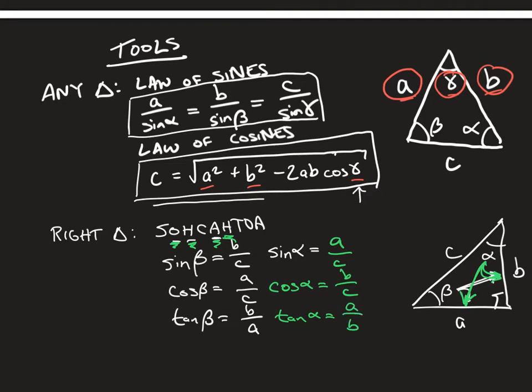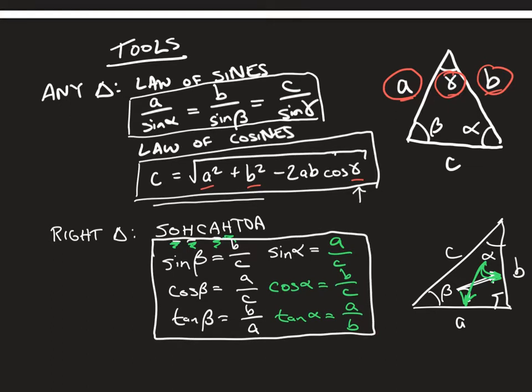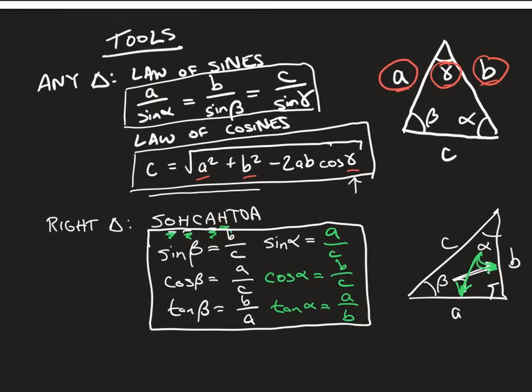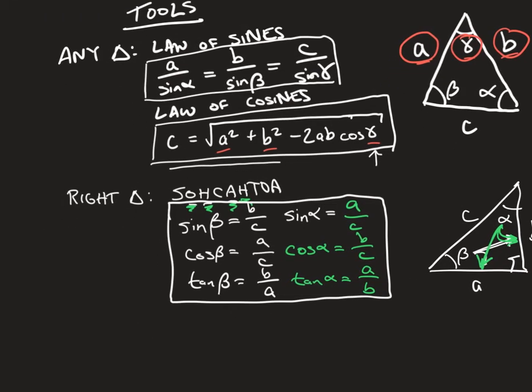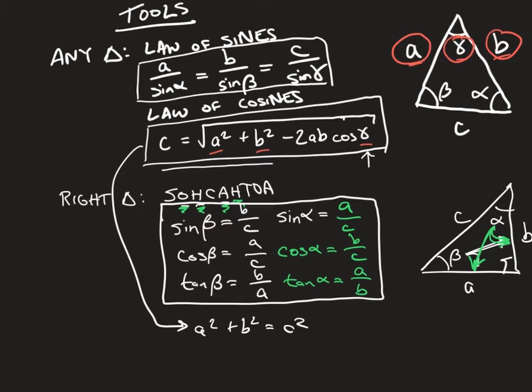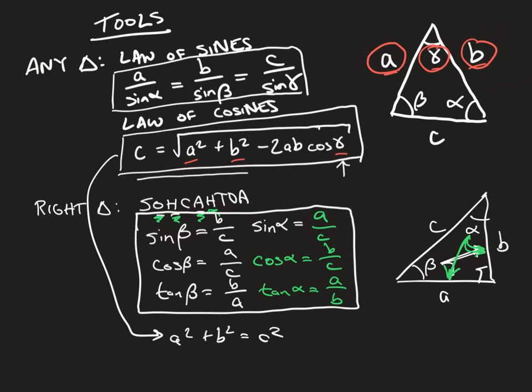So that's Sohcahtoa. You should be able to do that. You should know that. It should be a review. Now, if it's not, it's okay. There's no shame in that. But let's make sure we know how to do it, because we're going to have to be able to do that. And then the last part of the Trig Tools is basically the special case where we have a right triangle, which is a squared plus b squared equals c squared. That's the Pythagorean Theorem. So those are our Trig Tools.